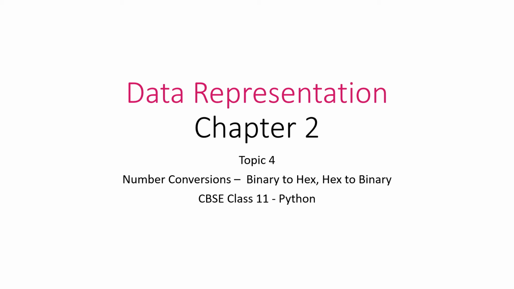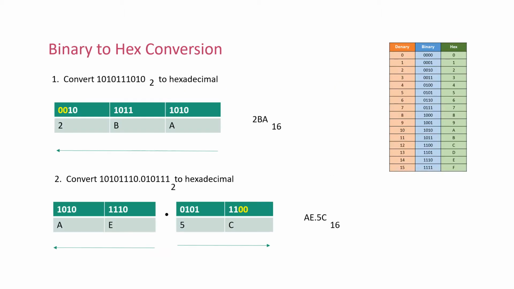Hello everyone. Today we are going to continue with the data representation chapter 2, and the topics we are going to look at are binary to hexadecimal conversion and hexadecimal to binary conversion and a few example problems. Now we will look at binary to hexadecimal conversion. We are going to start with the first binary number given.